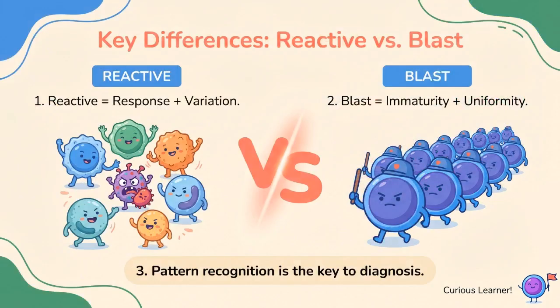To truly solidify our understanding, let's distill the key differences between reactive processes and blast cells into two overarching concepts. A reactive process is fundamentally a physiological response to a stimulus, characterized by significant cellular variation.